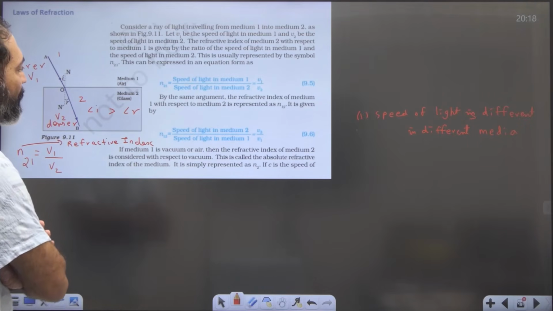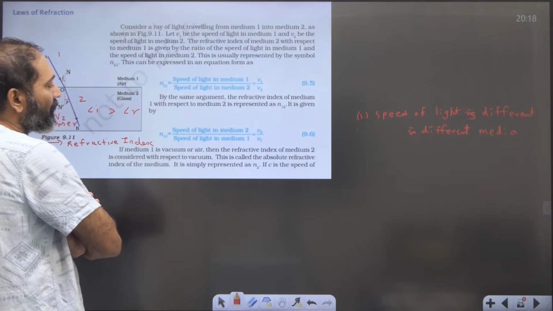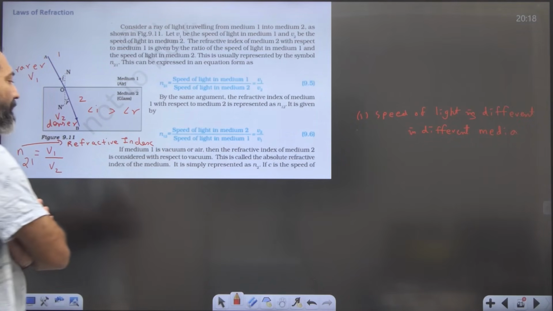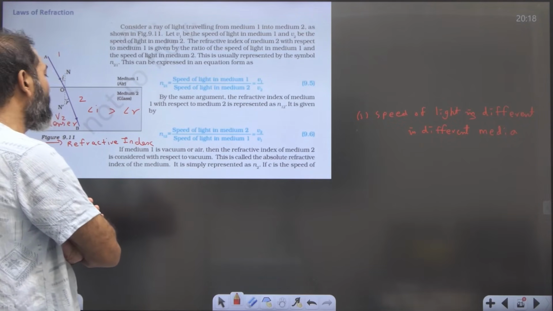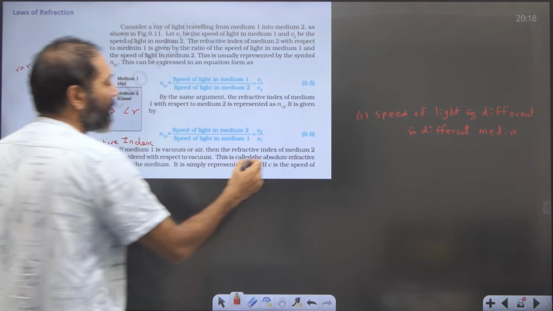By the same argument, refractive index of medium 1 with respect to medium 2 will be speed of light in medium 2 divided by speed of light in medium 1, that is V2 by V1. If medium 1 is vacuum or air, then the refractive index of medium 2 is considered with respect to vacuum. This is called absolute refractive index.